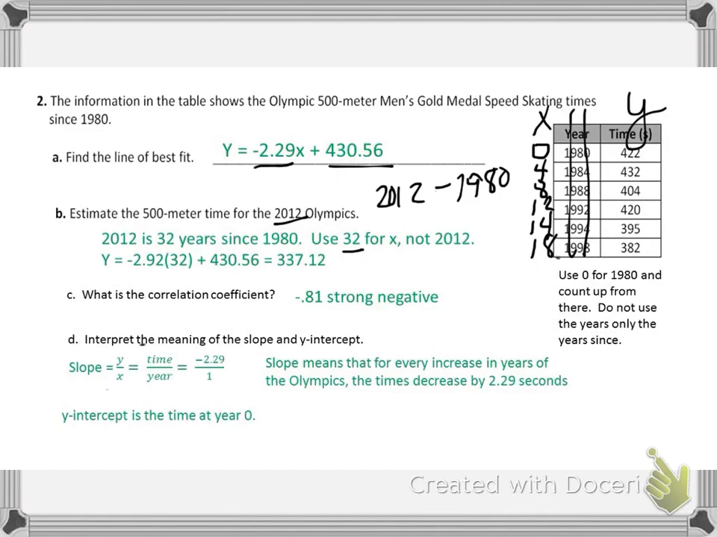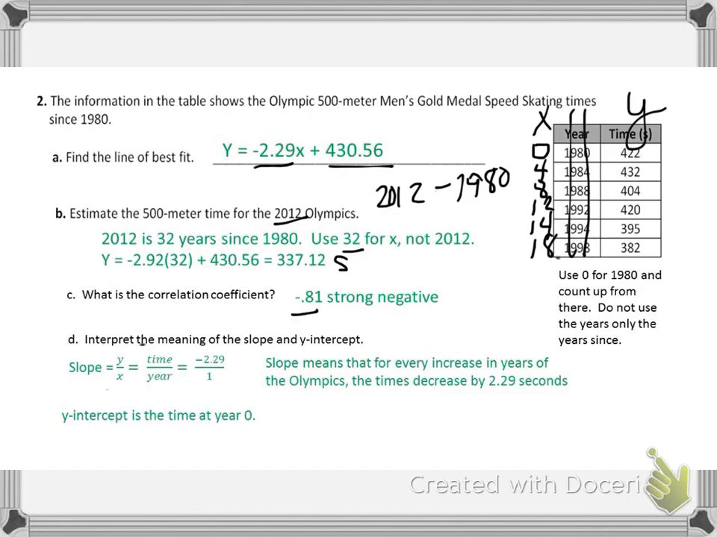Negative 2.29 times 32 plus 430.56 equals 337.12, and we're talking about seconds. So in 2012, it only takes them 337.12 seconds. Times have gotten better, and I say better because the less time it takes, the better as far as speed. Probably better skates, better training. Anything could cause that.